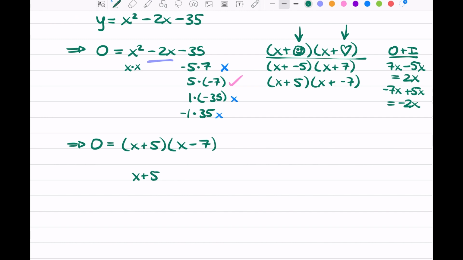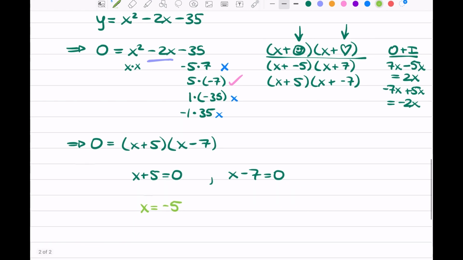So x plus 5 could be 0, or x minus 7 could be 0. On the left side, we subtract 5 from both sides, and we get x equals negative 5. And on the right side, we can add 7 to both sides, and we get x equals 7. If it helps, go ahead and write that intermediate step on both sides. And there we go. X equals negative 5 and x equals 7 are our two roots. These are the spots where the parabola crosses the x-axis.